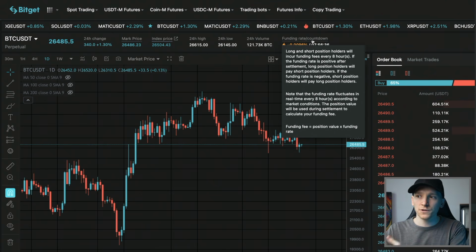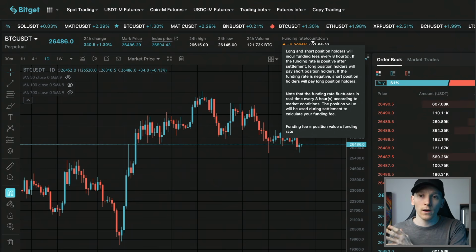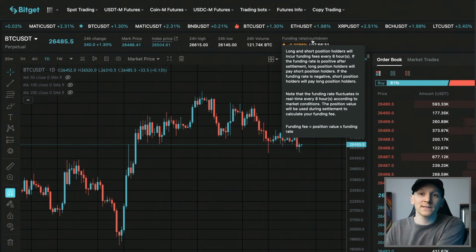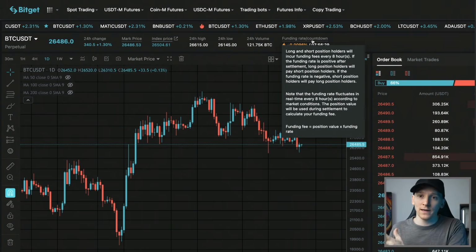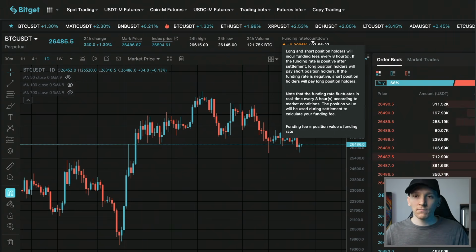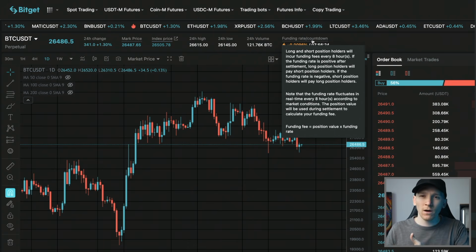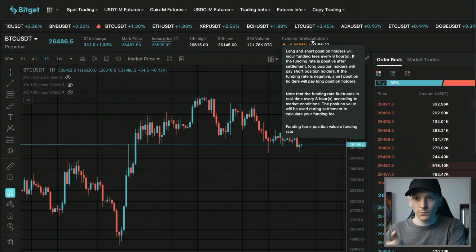So if you had the futures position open long for an entire year, you would be paying 10% of the price of that out in a funding rate. And so you have to keep that in mind. If you're trading short term, it's going to be a small amount. It's not going to matter that much, but it's important to know.